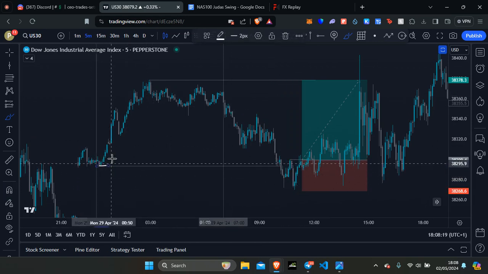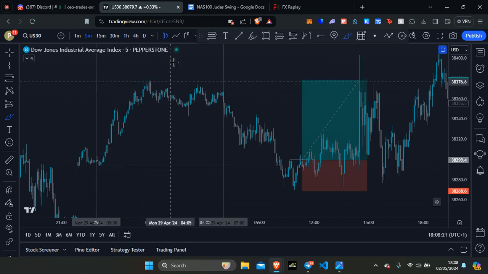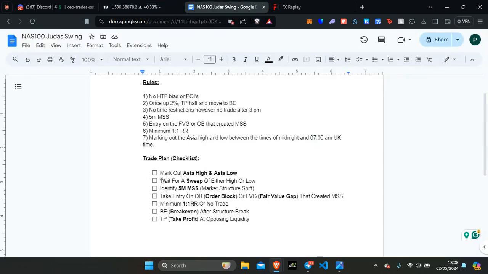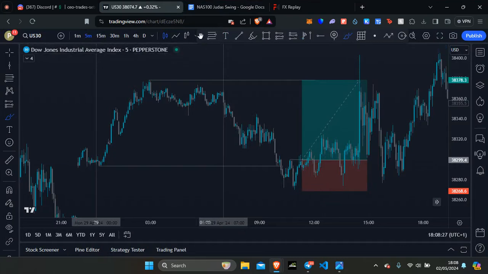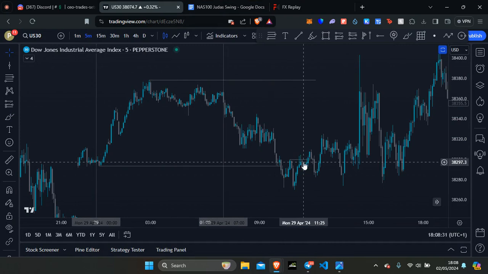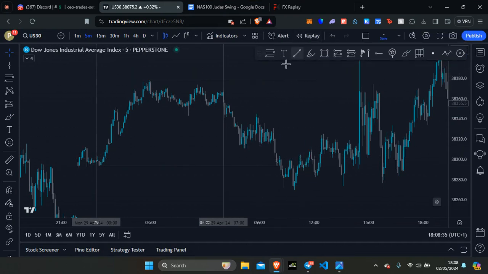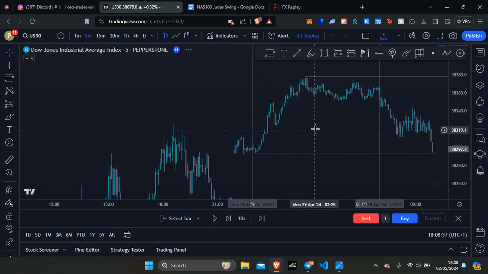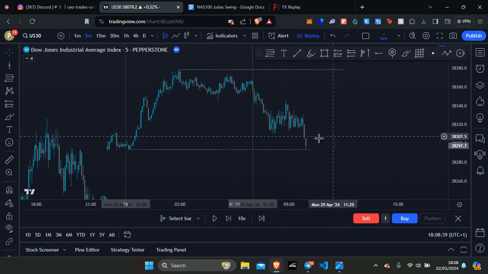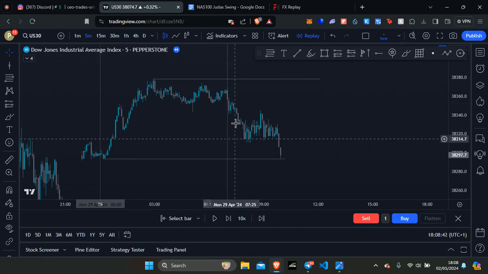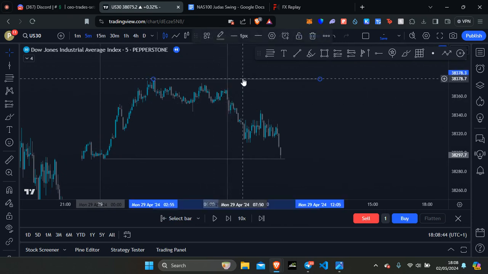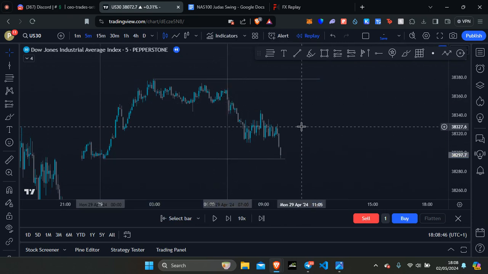So once we mark out the Asia high and low, we now move on to the next step, which is to wait for a sweep of either the high or the low. Now, we are not going to care about what side gets swept. All we're simply going to do is sit on our hands until one side gets swept. So if I replay the chart to here, we come onto our charts in the morning at 7 o'clock. And from there, we simply wait for price to either take out the highs or the lows. Until then, we don't do nothing.